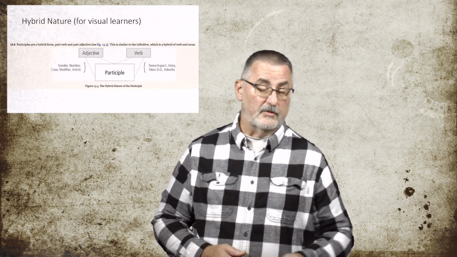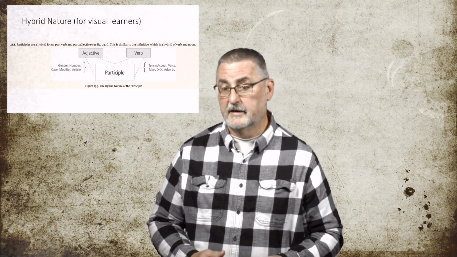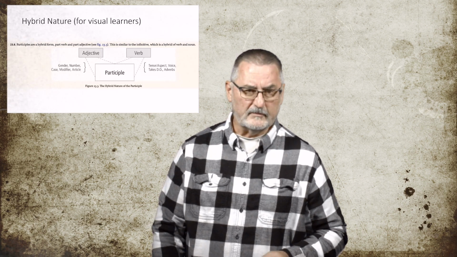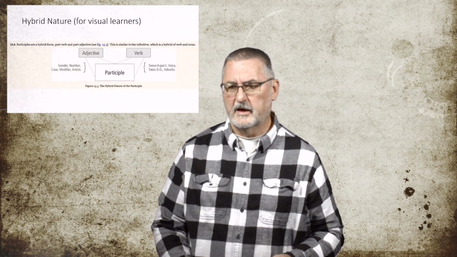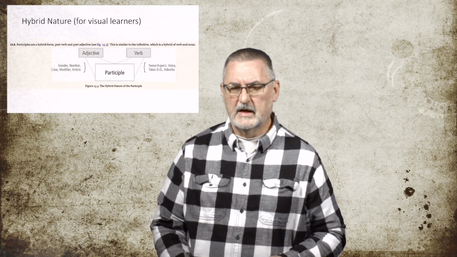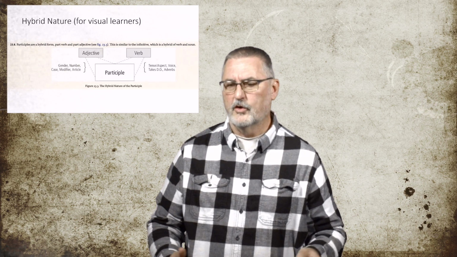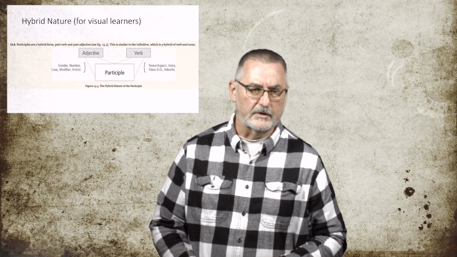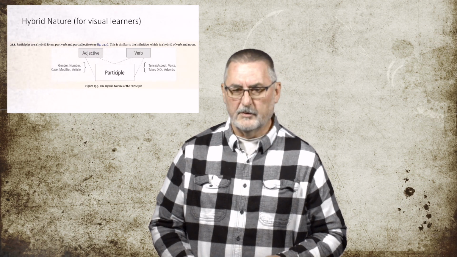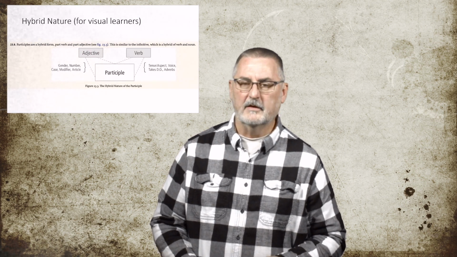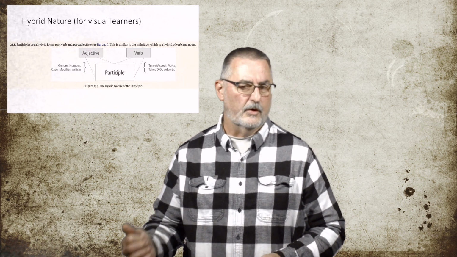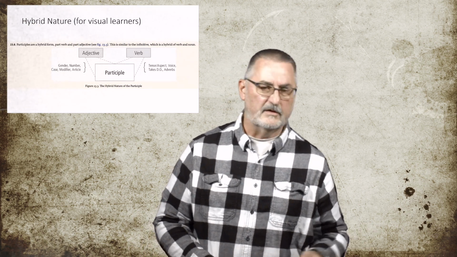Last chapter, chapter 22, I did not include the image that corresponded to infinitives, but some of you are verbal learners, and so I wanted to insert this. You can see the participle is hybrid. It has some of the characteristics of verbs. It has some of the characteristics of adjectives.